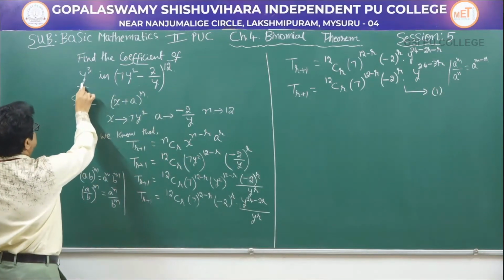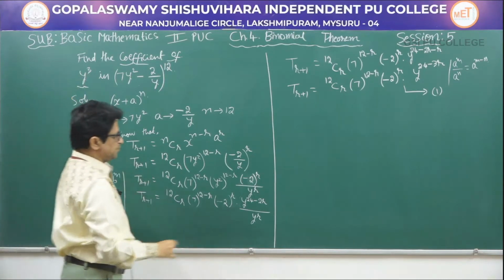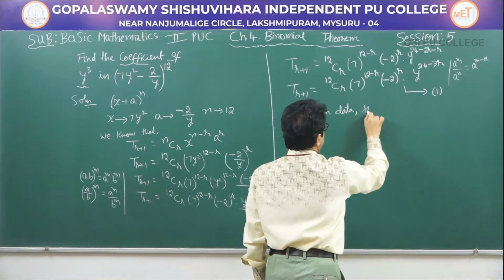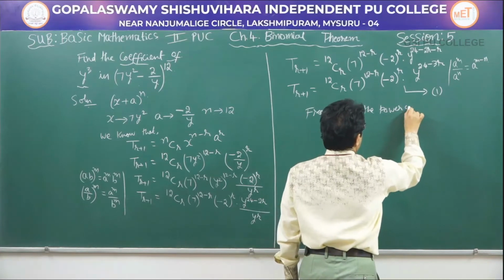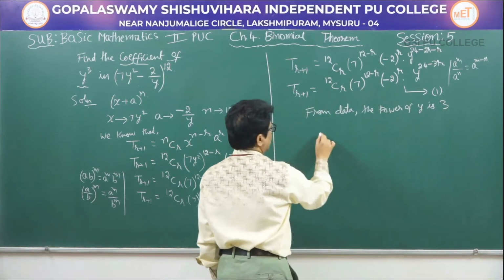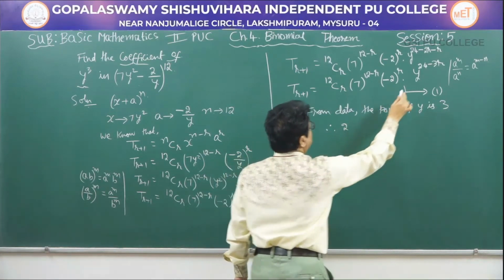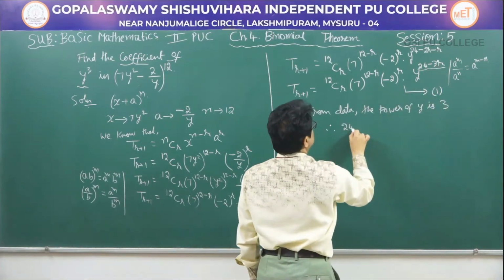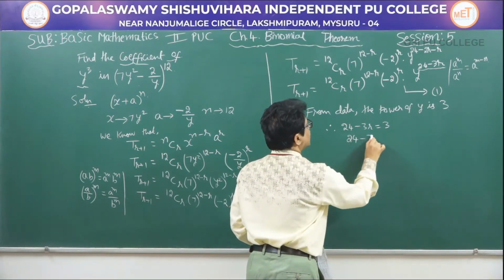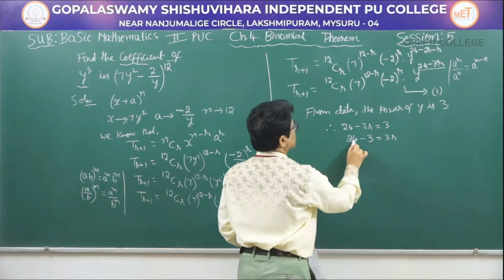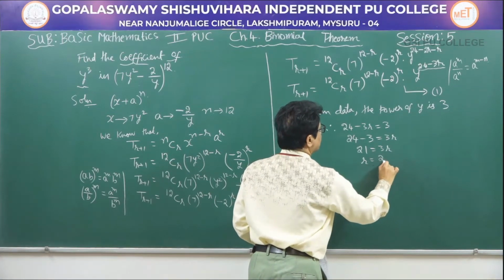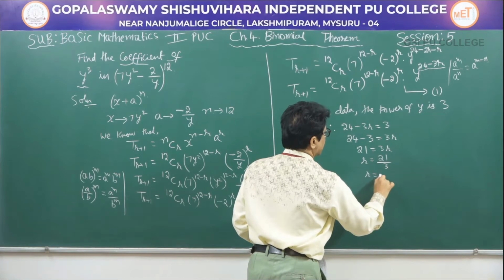From data, the power of y must be 3. Therefore, 24 minus 3r will be equal to 3. 24 minus 3 will be equal to 3r. So 24 minus 3 is 21 is equal to 3r, and r will be equal to 21 by 3. So r equals 7.